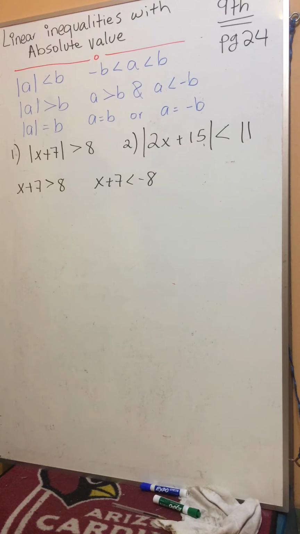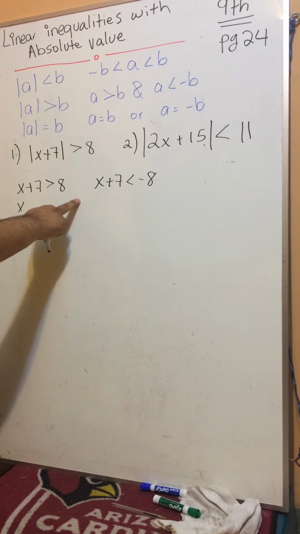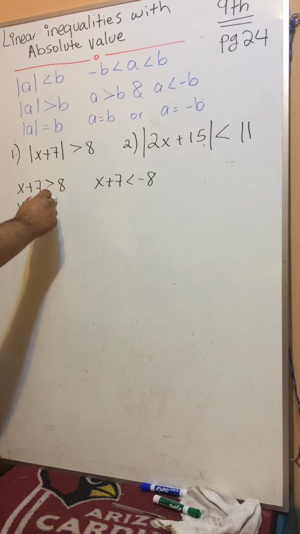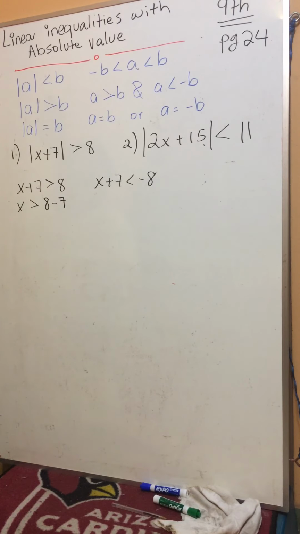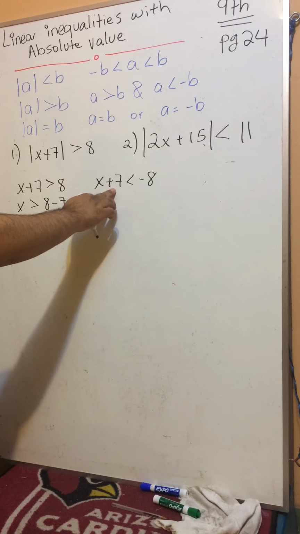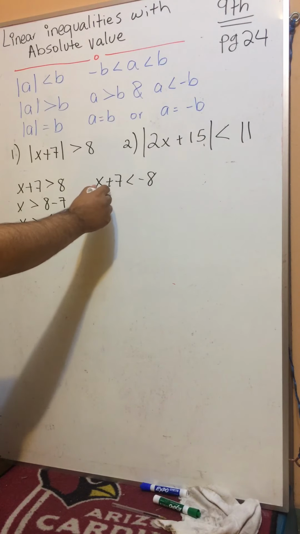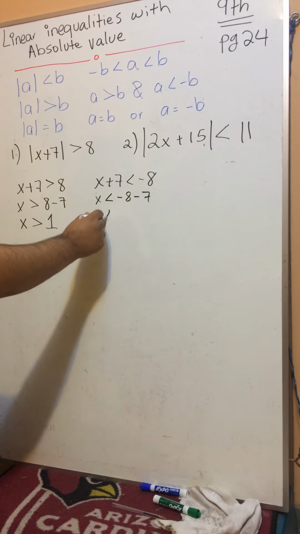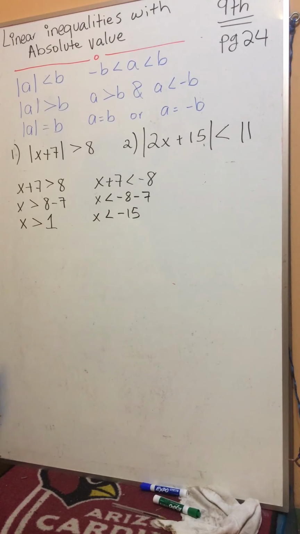So we start to solve. This 7 is positive, we bring it to the other side, negative. The symbol stays the same, so we have 8 minus 7, so x is greater than 1. We do the same thing on the other side. This 7 is positive, we bring it to the other side, negative. So we have minus 8 minus 7, so x is less than minus 15.